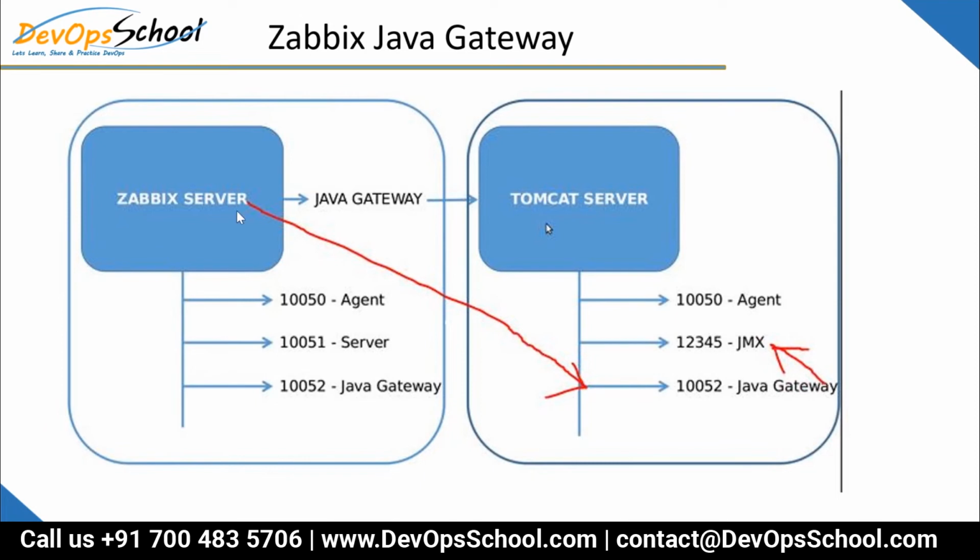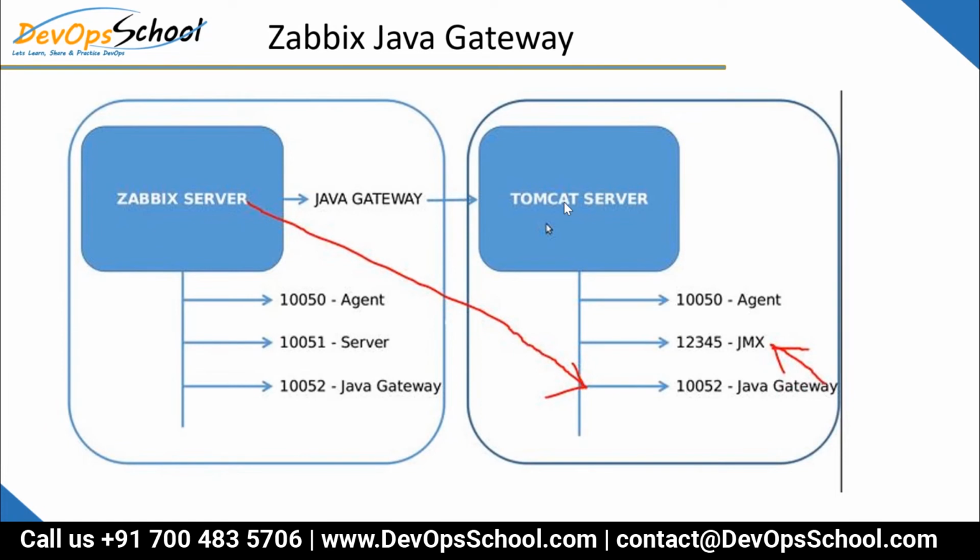Now, if you look at the arrow, Zabbix server is asking the gateway from the other machine, which is running on 10052. And now the Java gateway is asking the JMX. The port number can be anything, guys; here 12345 for Java JMX. So Zabbix server is asking for the information from the Java gateway, the Java gateway is asking for the information from the JMX, and JMX will ask for the information from the Tomcat server.